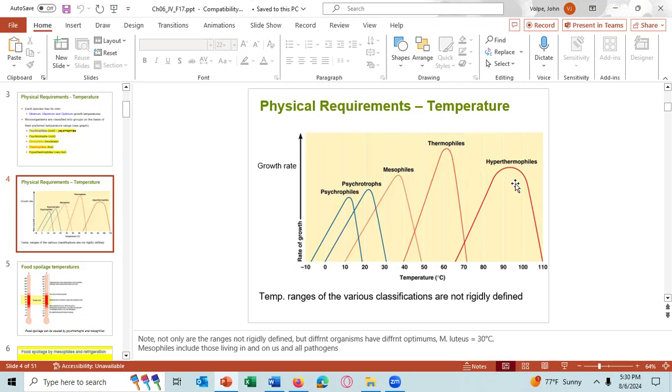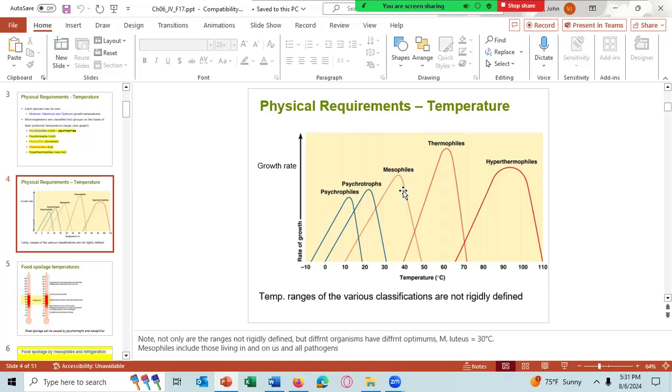Now understand that the temperature ranges as well as the optimum are not strictly defined. Like a mesophile is something that grows best under this graph around 37 degrees. But when we have Staphylococcus epidermidis, which grows on your skin, its optimum growth temperature is actually around 30 degrees because our skin is a little cooler than inside our body. And so it's closer to around 30 or 32 degrees. And that would be the optimum for Staphylococcus epidermidis to grow because it colonizes the skin. And like I said, it'll grow best around 30 degrees. It can grow at 37 degrees, but that's not the optimum.